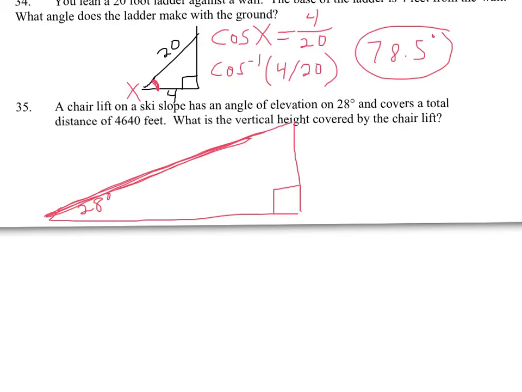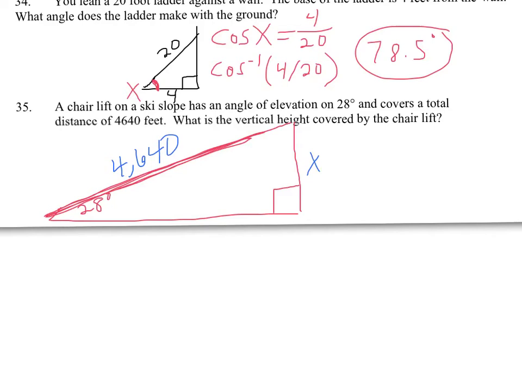Now, I think this question is a little bit ambiguously phrased, because the 4,640 feet, is that the diagonal distance, or is that the horizontal distance, I guess, down here? And I guess the way I would interpret this is, since you're following the angle of elevation going up at 28 degrees, and the chairlift is actually on its way up, you are in the chairlift, so you are covering a distance of 4,640 feet along the diagonal. So this should be the 4,640 feet. Okay, and we want to know, what's the vertical height?